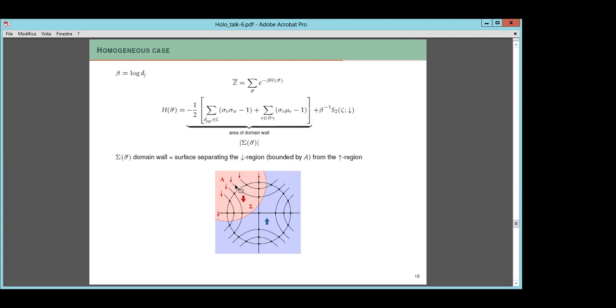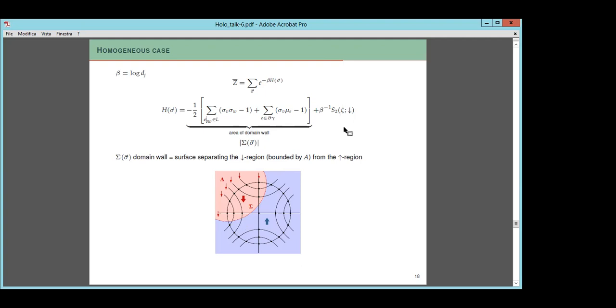And so the set of spins which are close to the A region tend to point down, and the only contribution to the Hamiltonian comes from the misalignment between the Ising spins across the domain wall. So this part is just, as I said, the area of the surface in terms of the number of links which are cut by it.